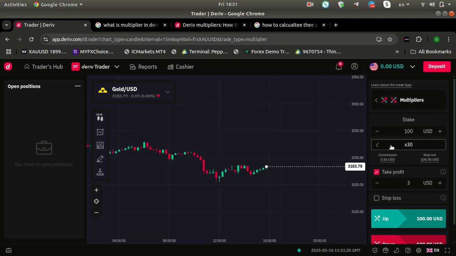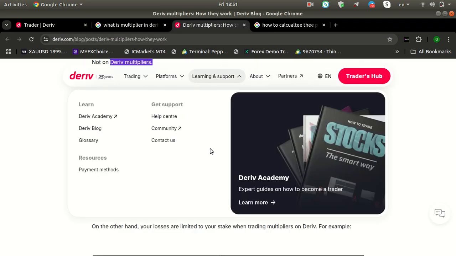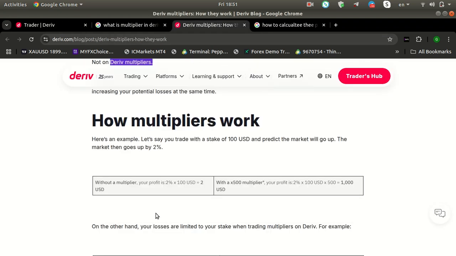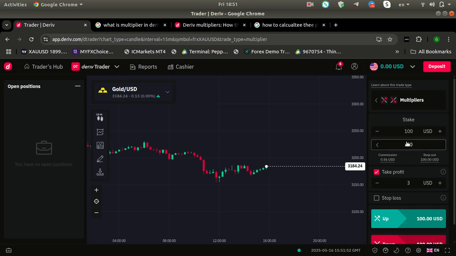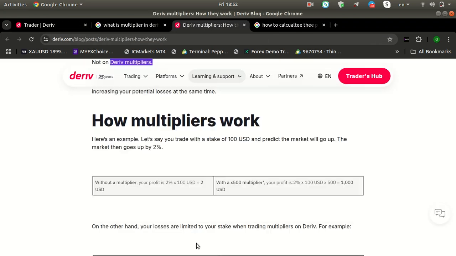But when you use these multipliers, they multiply the amount of profit that you can make. So with a 500 multiplier, if you come here and select a 500 multiplier, though for me the highest multiplier that I'm getting for this commodity gold is 300. But it's talking of, if you select a 500 multiplier, your profit is 2% of 100 multiplied by 500 times.